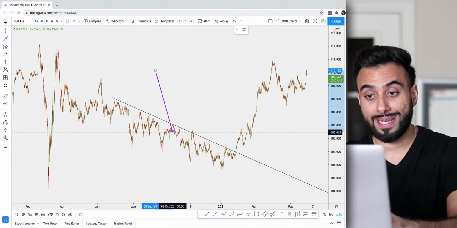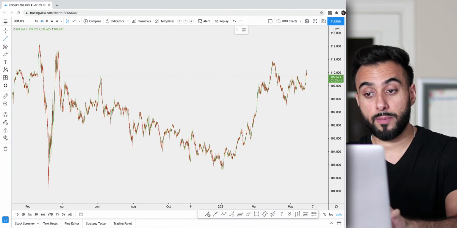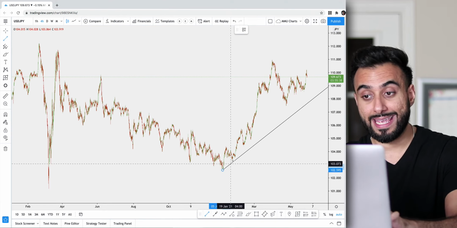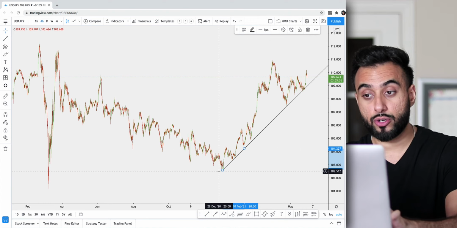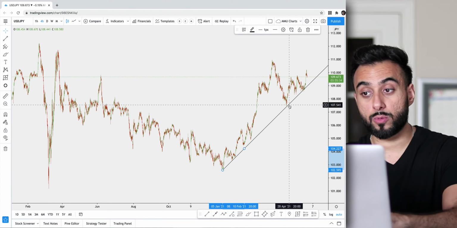In this case, now the market is trending upwards. You would draw the trend line starting from the bottom, going in the up direction, being able to enter a long in any of these different areas right up here.